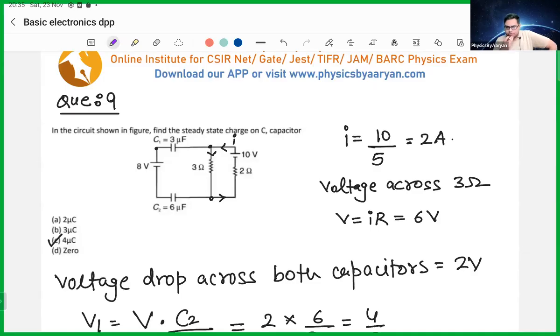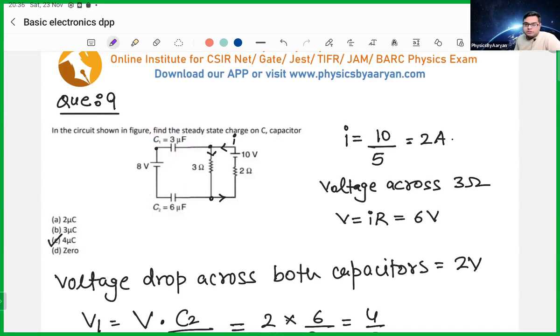Now let's go for question number 9. I don't know how you have done this question, but I have a very simple idea of doing this question. And maybe I will end up teaching you something here. So let's be very, very focused on this question. So in the circuit shown in the figure, they have given us some circuit. And they are saying to find the steady state charge on C. Okay. So we have to see.